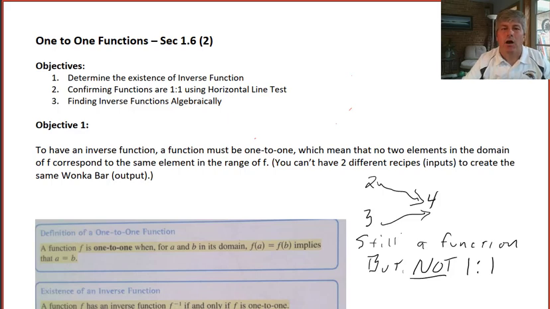Welcome back. Our objectives in this video are to determine the existence of inverse functions, confirm that functions are one-to-one using the horizontal line test, and find inverse functions algebraically.